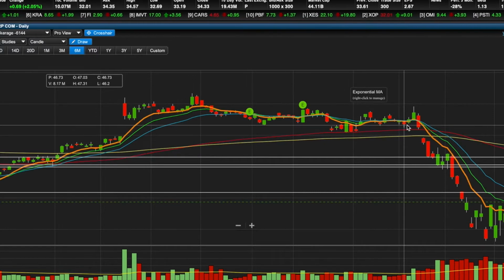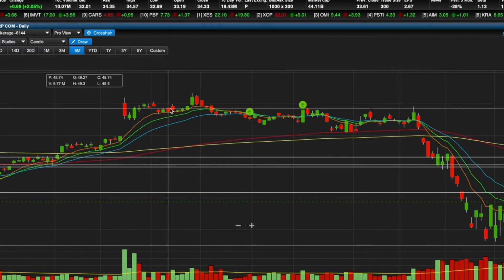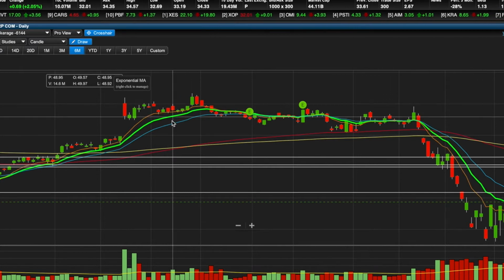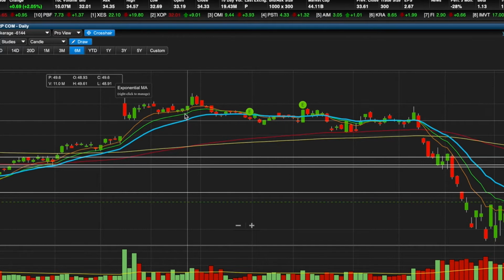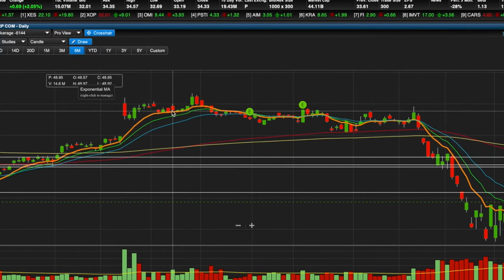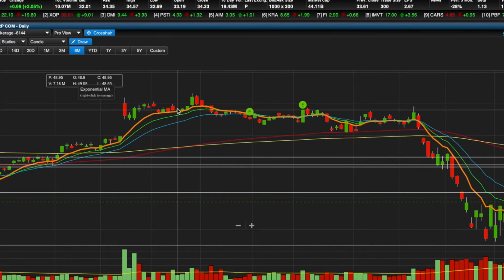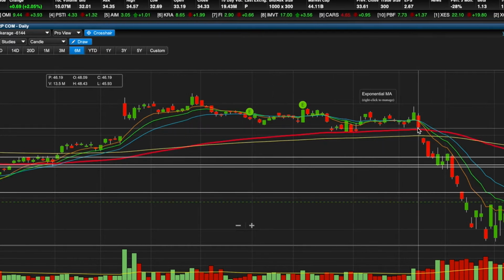I use shorter term moving averages. Here I have 3 moving averages, the orange being the shortest. I have a mid-range and a 21-day range. The orange moving average here is my shortest term. When it's on top, the stock's going up. When it's on the bottom, the stock's going down. And the same works with the shorter term moving averages as it does with longer term moving averages.